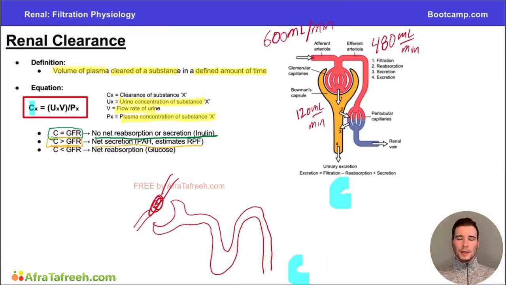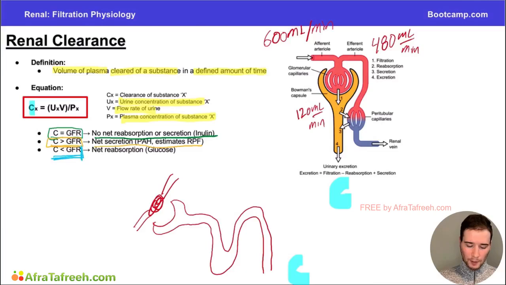And the final one we're going to talk about is C is less than GFR. I'm going to draw that in blue. This is telling us we have a net reabsorption, and glucose is the classic example they give here.